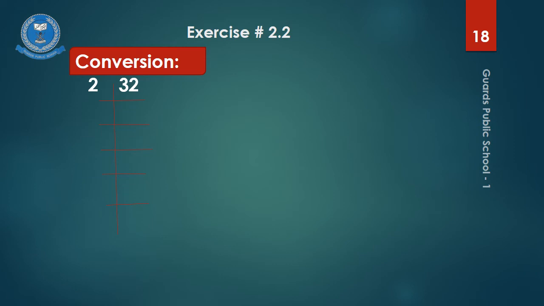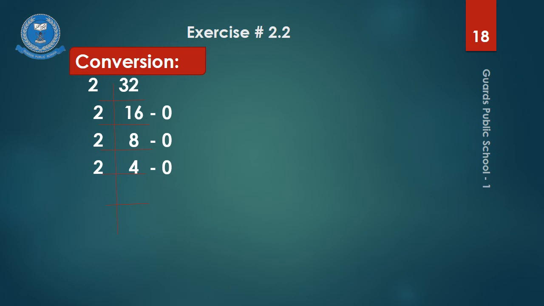So, in the first step, when we divide 32 by 2, we get 16, as we know that 2 times 16 is 32, right? And the remainder is 0. Now we divide this 16 by 2, and we get 8 with remainder 0. Now this 8 will again be divided by 2, so we get 4 with remainder 0.